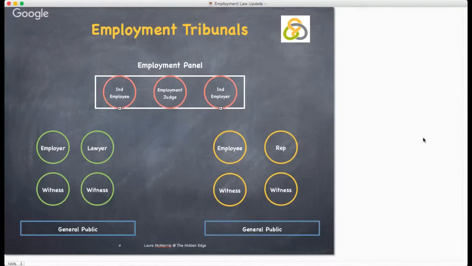In the event of a claim, you will be contacted by ACAS, the Advisory, Conciliation and Arbitration Service. They will offer to work with you and the claimant to try and solve the problem without it going to a tribunal. This is called conciliation. The tribunal will send you a letter if the claim has been made against you and the conciliation hasn't worked, in which case you need to respond within 28 days.